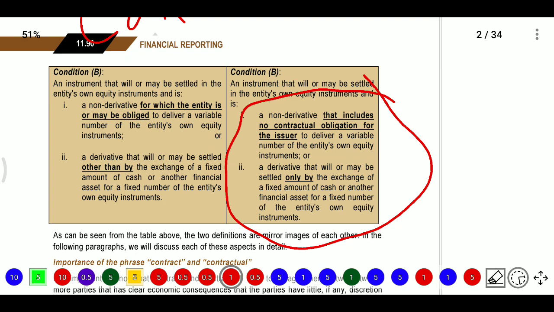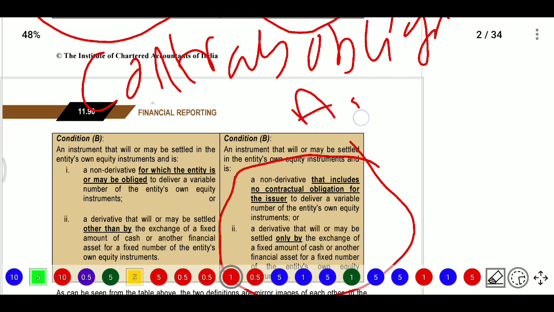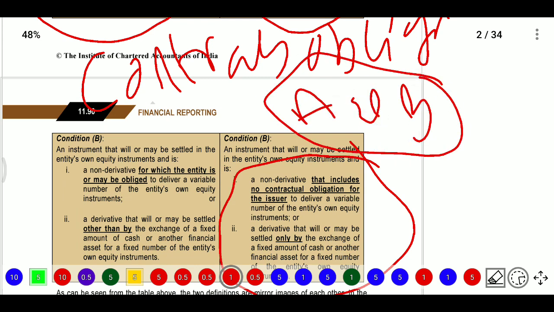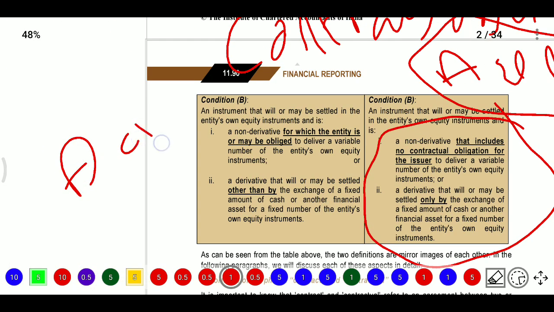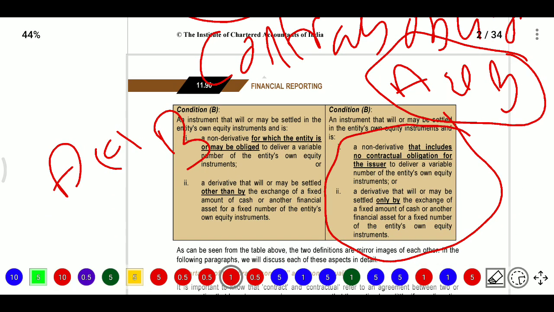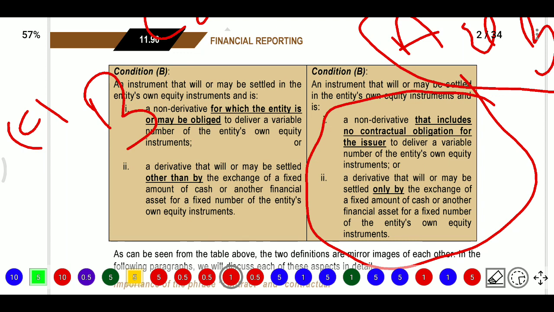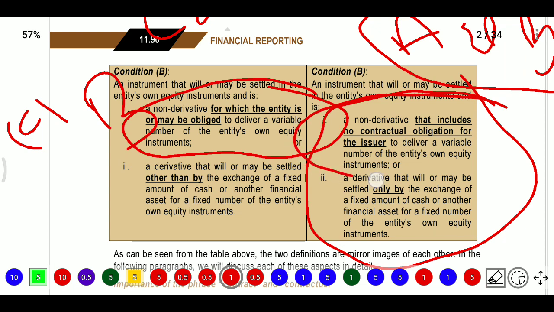Then when both A and B conditions are satisfied, it will become equity. When either A or B is satisfied, it will become a liability. Here, non-derivative means one for which the entity is or may be obligated to deliver a variable number of the entity's own equity instruments. So if it is a fixed number of equity shares, it will become the equity portion.